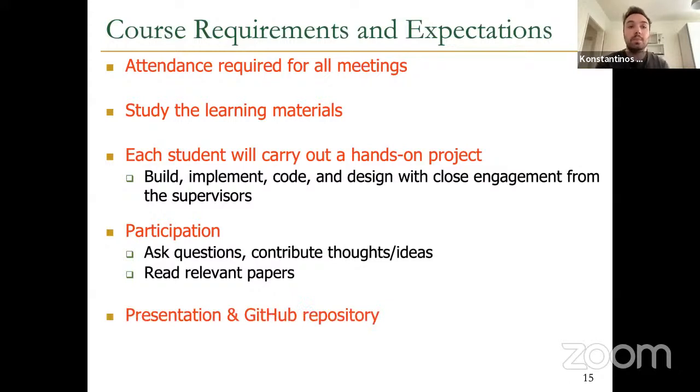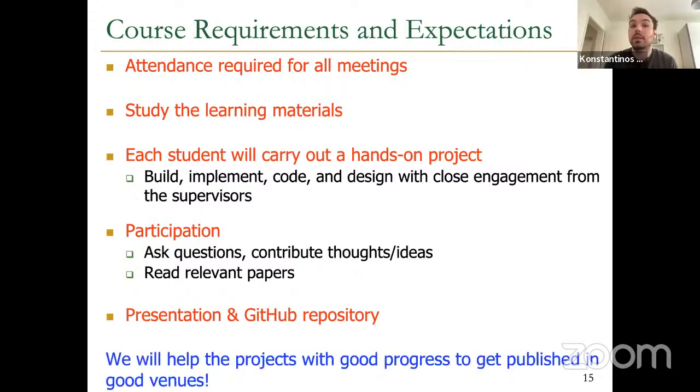At the end, you need to perform a presentation, and you need to deliver a GitHub repository with the code that you developed. And of course, we will help the projects with good progress to get published in good venues if there is enough progress and the student is motivated enough.